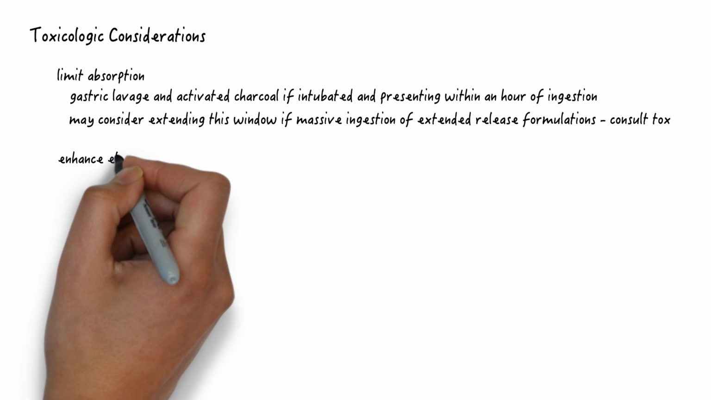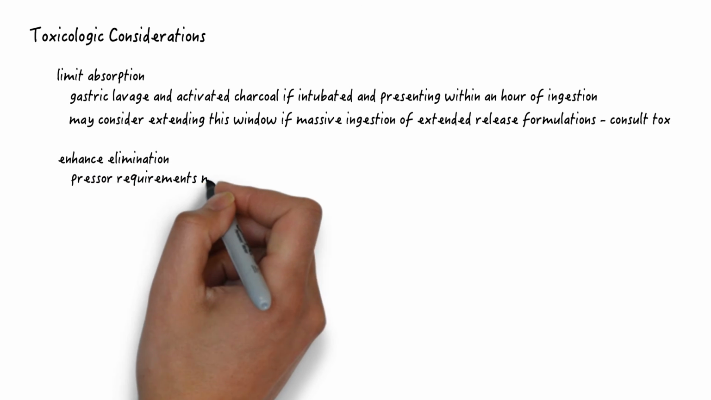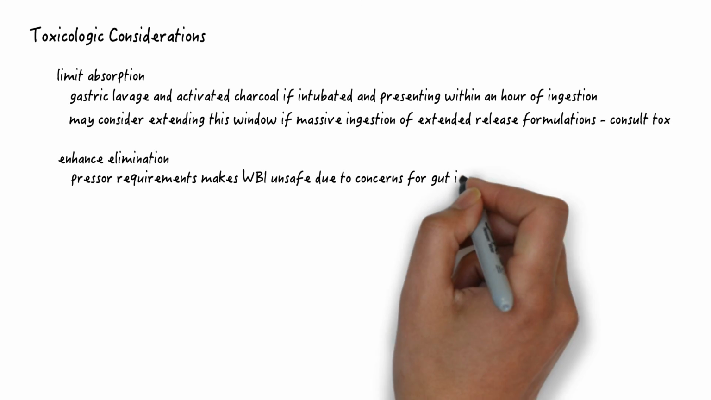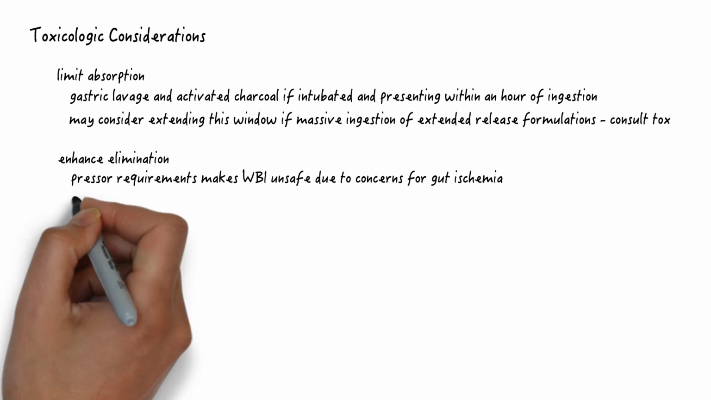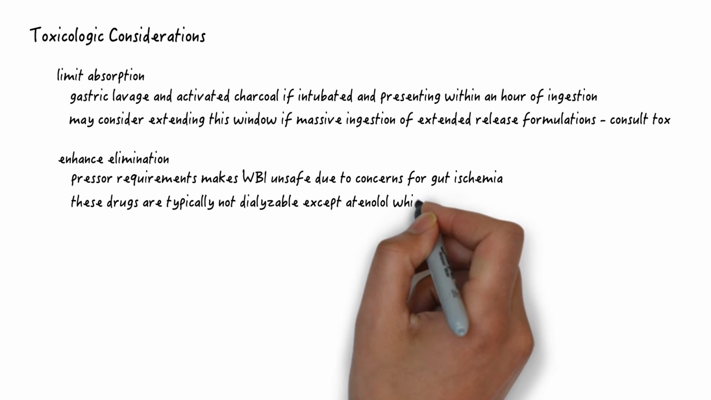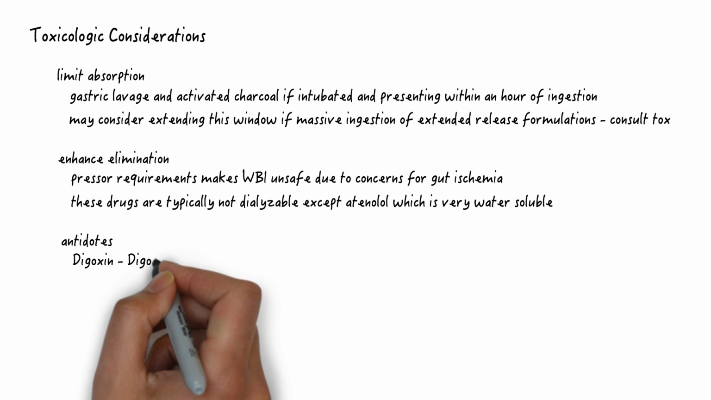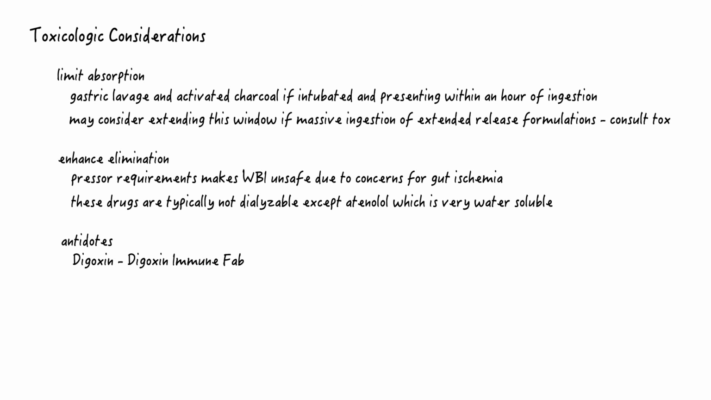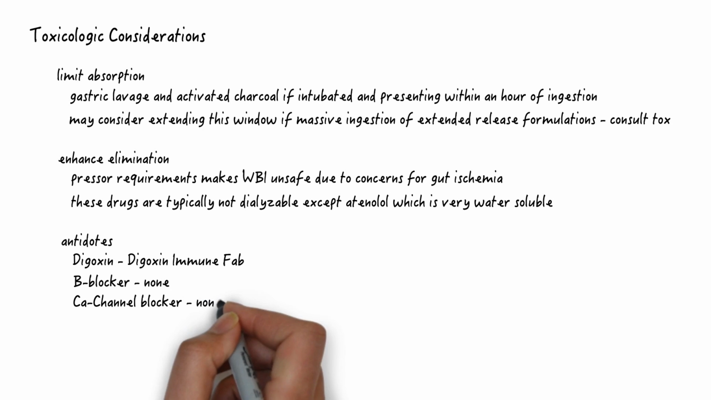The second strategy is to consider enhancing elimination. However, whole bowel irrigation in these patients is unsafe because of their high dose pressure requirements and the concern for gut ischemia. These drugs are typically not dialyzable, except atenolol, which is very water soluble. The third step is to consider antidotes. Digoxin, obviously, has the antidote of digoxin immune fab. Beta blocker and calcium channel blockers really have no antidotes.